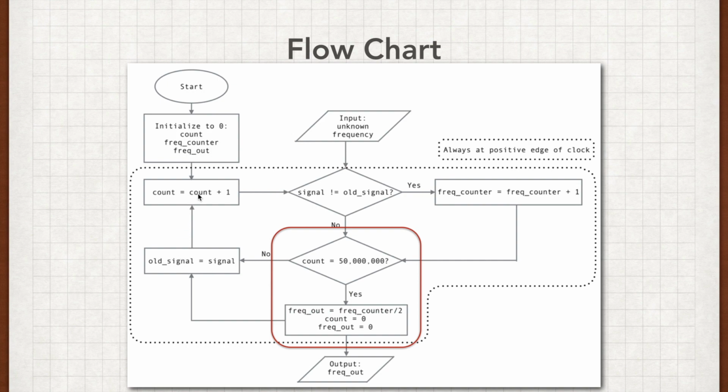Then we go through and we add 1 to count. Now that means that another tick has gone by from our clock. So we add 1 to count, and then we say, again, is the signal different than the old signal?